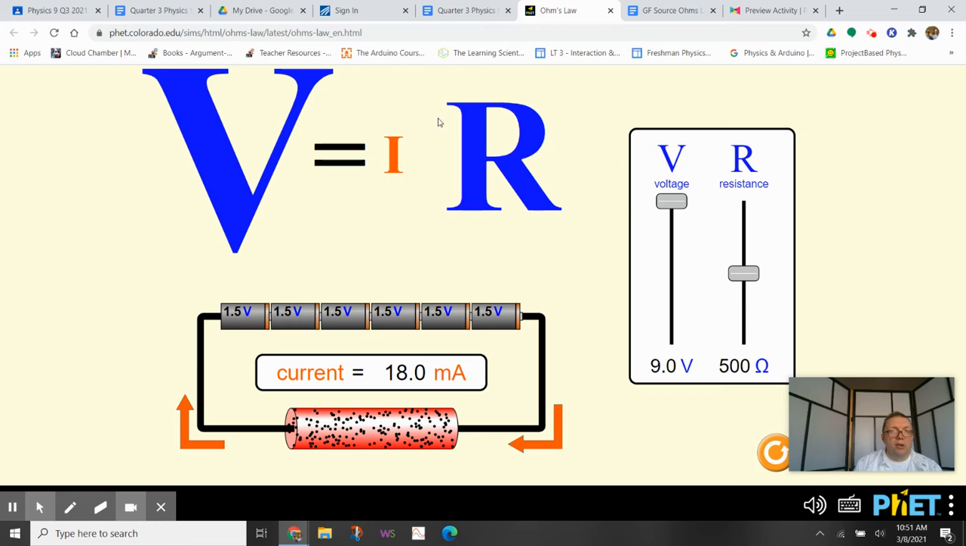So stop and think. If the current right now is 18 and I drop the resistance down to half the value, what should the current become? You can stop and think about that for a second.